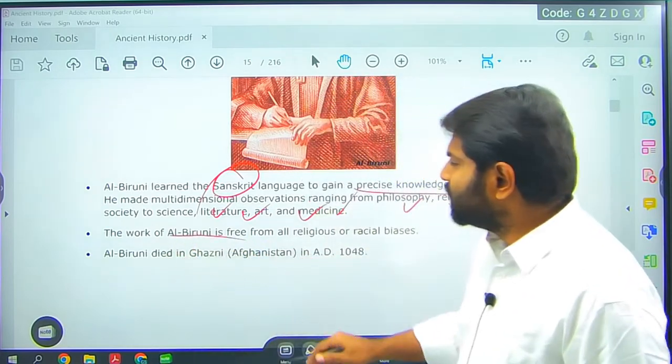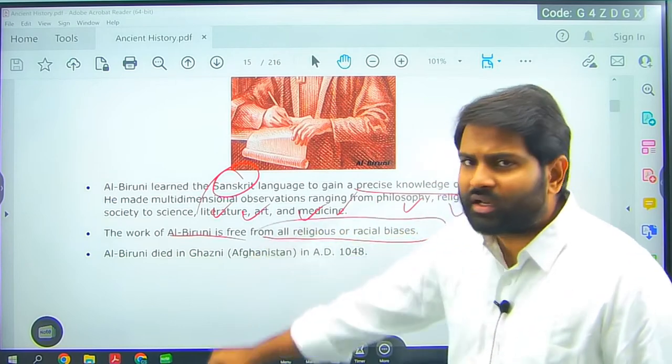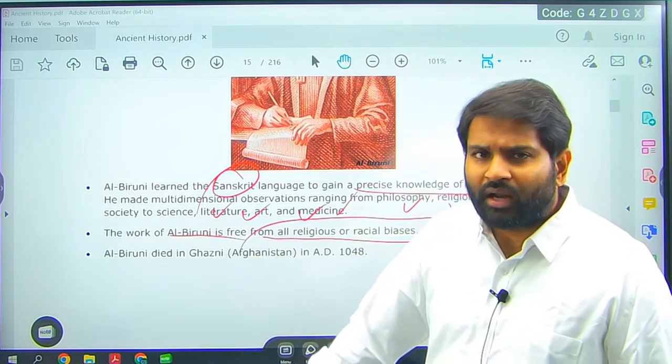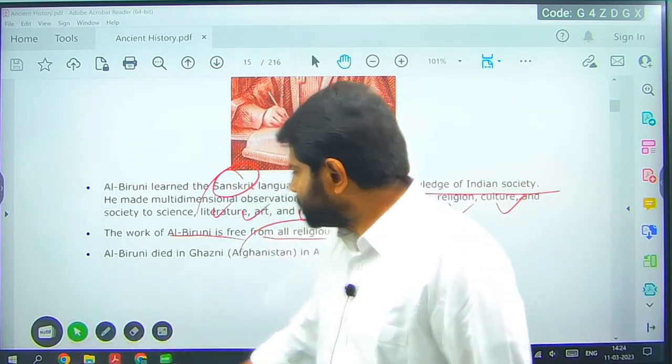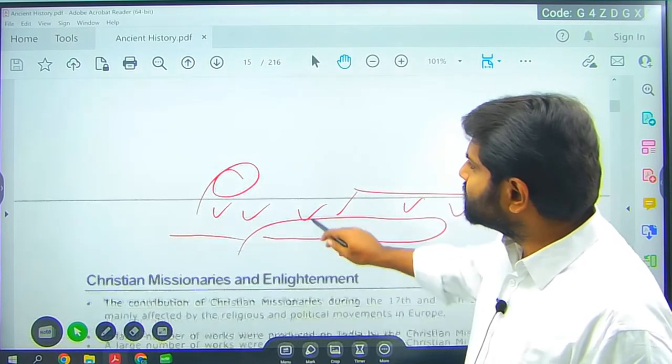The work of Al-Biruni is free from all religious or racial bias. There is no bias, right? All the historians say that Al-Biruni's books give a clear historical context. He died in Ghazni, Afghanistan.